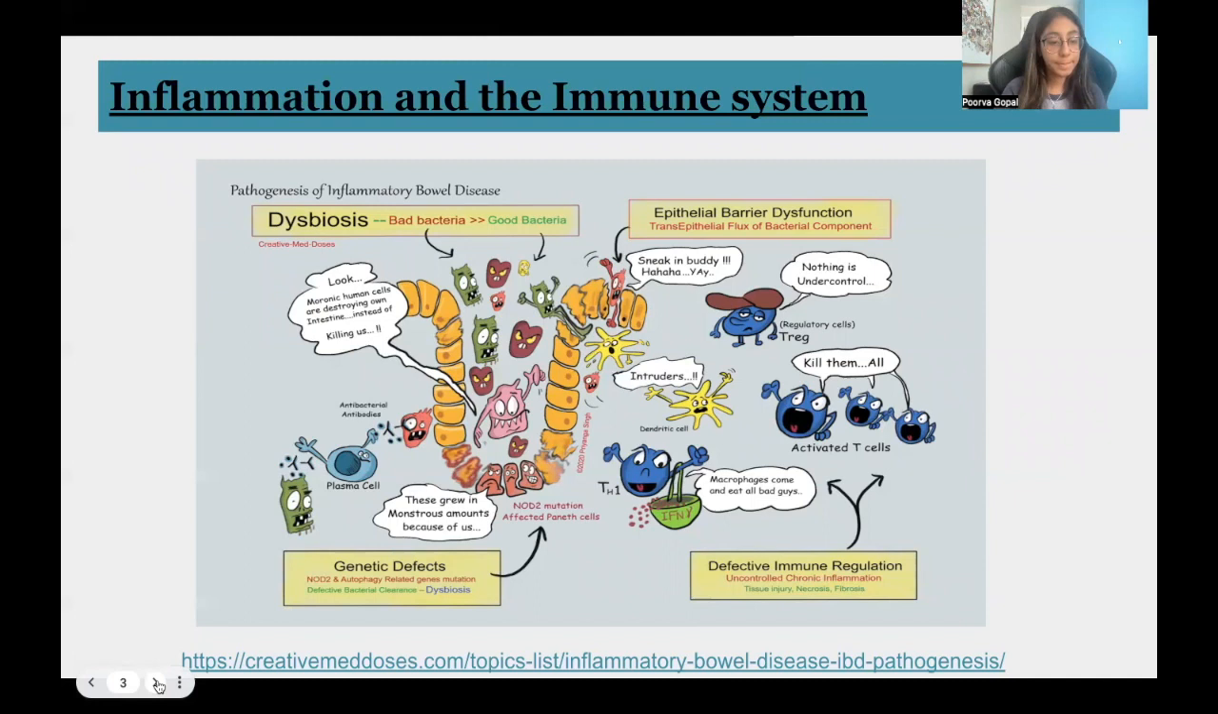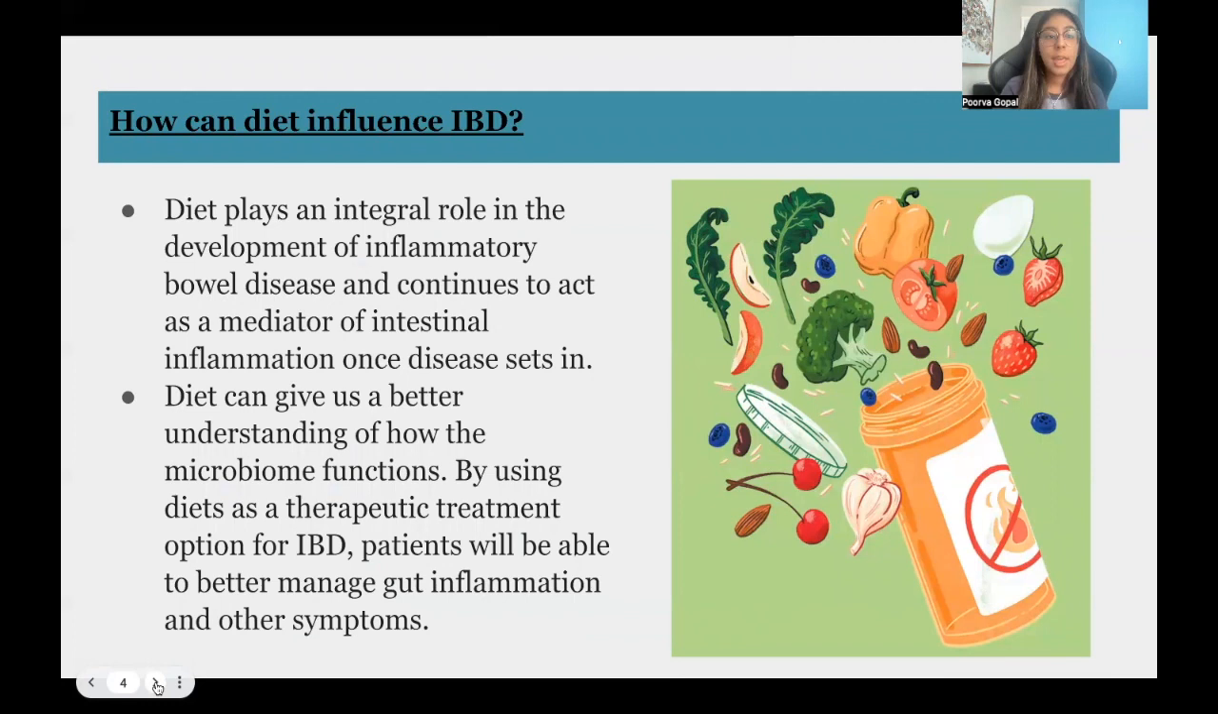So how can diet influence IBD? Well, diet plays an integral role in the development of inflammatory bowel disease and continues to act as a mediator of intestinal inflammation once disease sets in. And diet can give us a better understanding about how the microbiome functions. By using diet as a therapeutic treatment option for IBD, patients will be able to better manage gut inflammation and other symptoms. Well, you must be thinking, how does this relate to me?